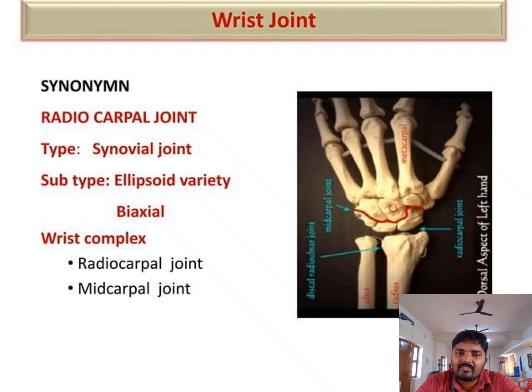Then the subtype or variety of the joint is the ellipsoidal variety, a biaxial joint. Then the wrist complex is called the radiocarpal joint or midcarpal joint.